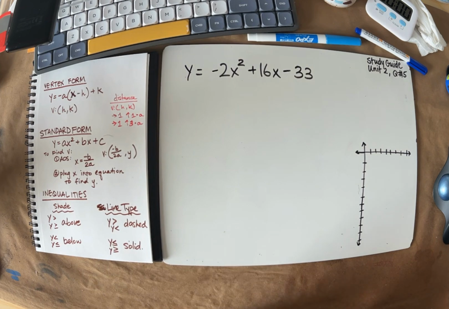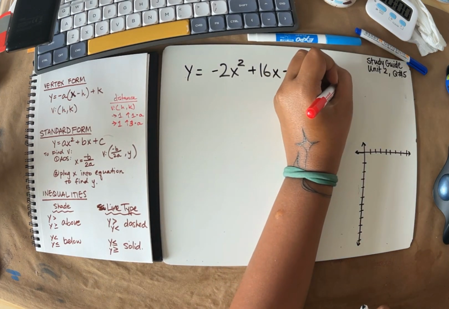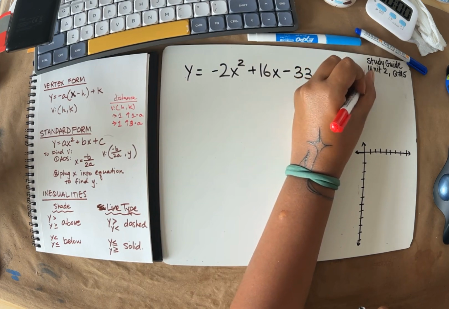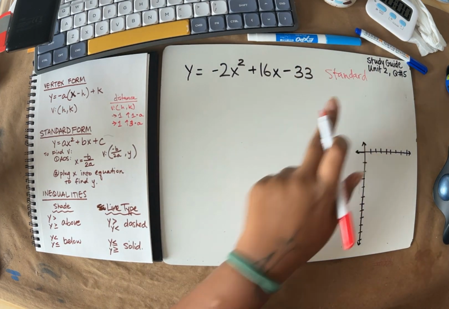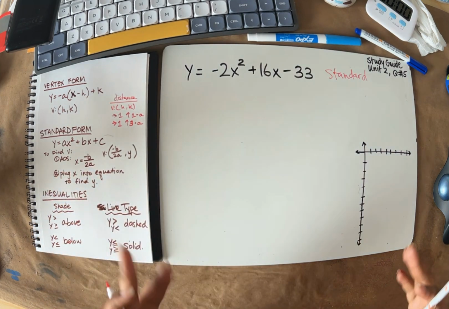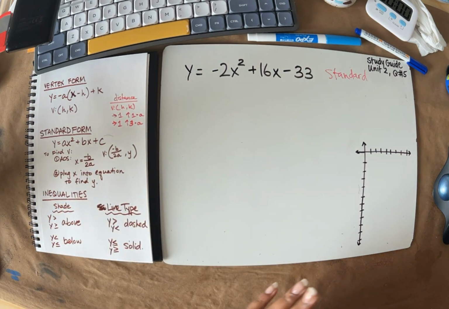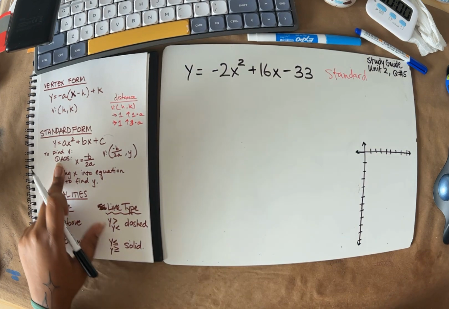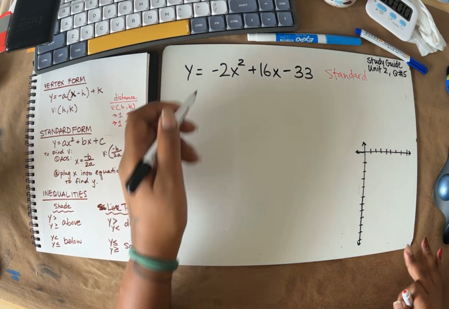What format is this in? Correct, standard form. If you did not say that, it is in standard form. Standard form looks like ax squared plus bx plus c. I must know my formats. This is in that format, which means I am not given my vertex. I have to find my vertex. To do that, I must find my AOS first and foremost.